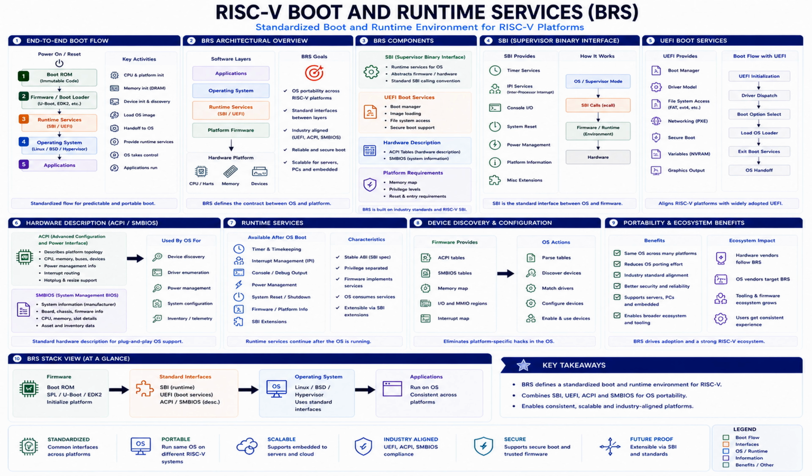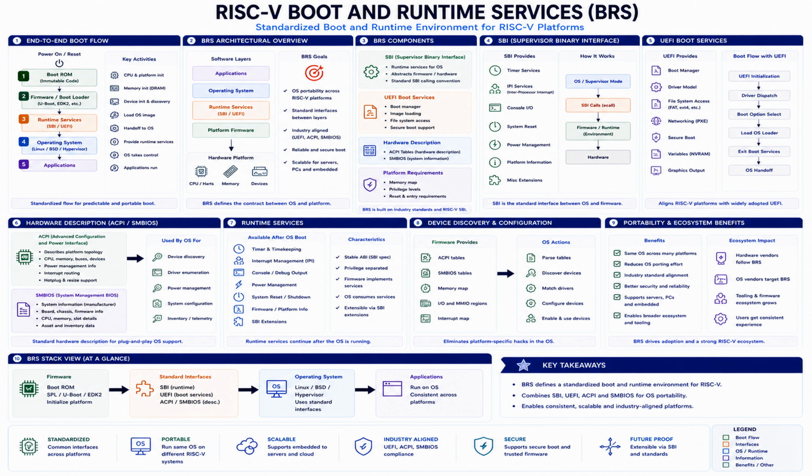Finally, user applications run on top of the OS. So the overall flow is power on, boot up firmware, activate runtime interfaces, boot up OS, and then launch applications. Section 2 describes the boot runtime services architectural overview to show the layered software architecture.